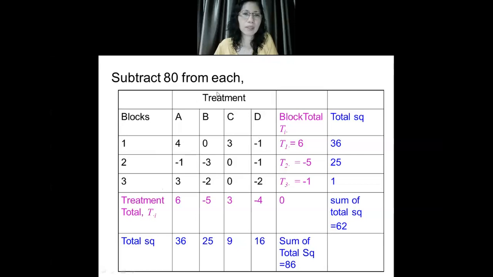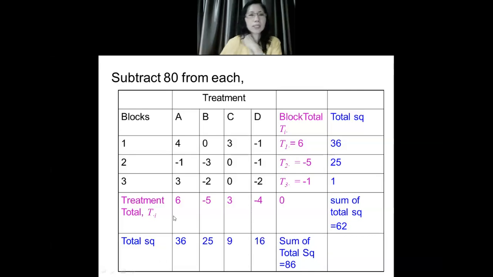So for day 1, block 1, the total is 4 plus 0 plus 3 minus 1, so T1 dot equals 6, the total of block 1. Similarly, when you add this way, the total of block 2 is -5, and the total of block 3 is -1. When you square these block totals: 6 times 6 is 36, 5 times 5 is 25, -1 times -1 is 1.